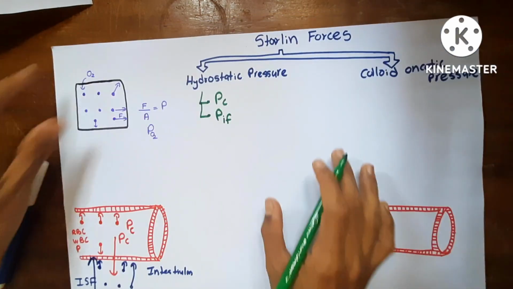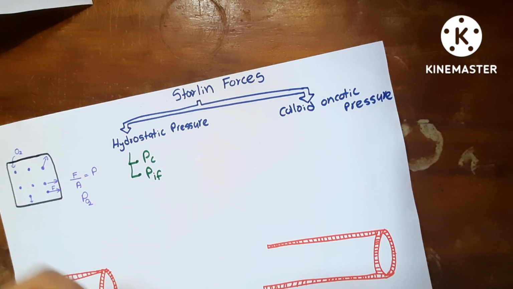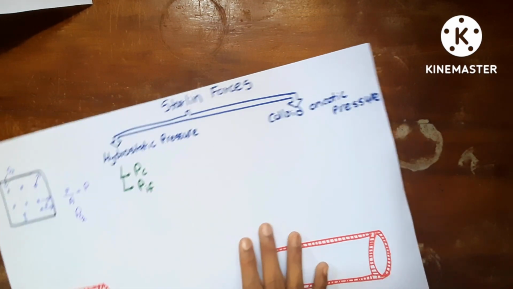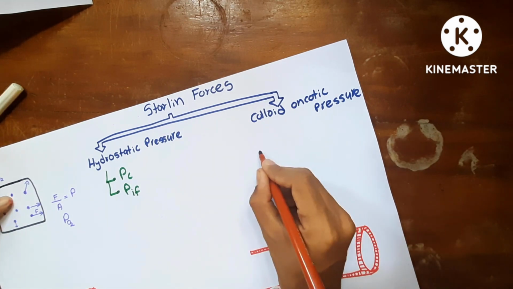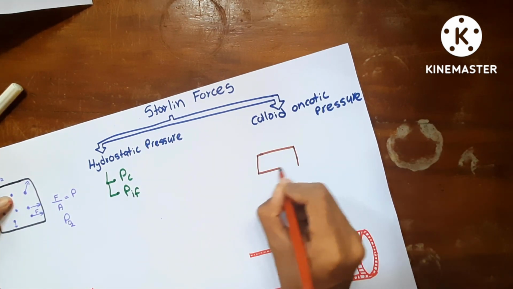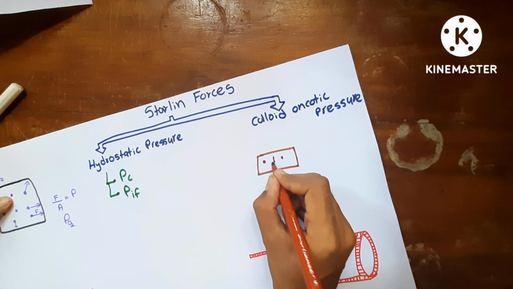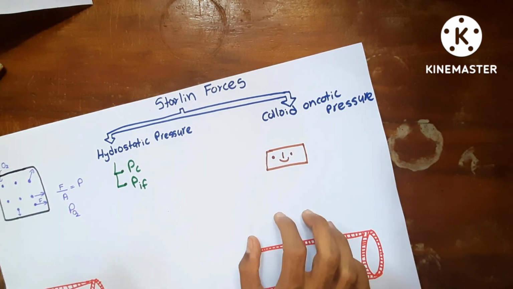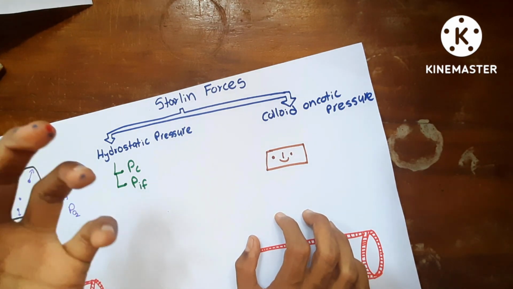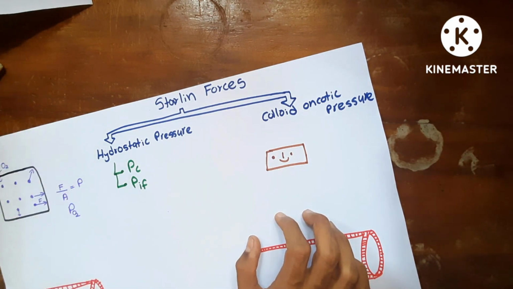Okay, now let's move on to the colloid osmotic pressure, or colloid oncotic pressure, my favorite one. What is the meaning of this word osmotic? I will explain. This is your albumin, one of my favorite plasma proteins, because albumin is the main protein in your blood, in your plasma.